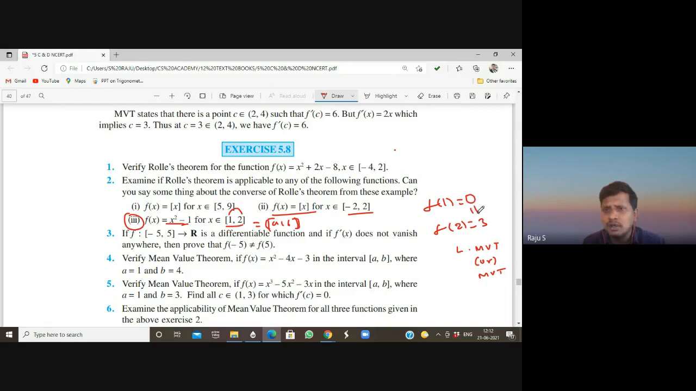f of 1 should not be equal to f of 2. So what we can conclude here is that the given function does not satisfy the third condition of Rolle's theorem, so we cannot verify it. That's all.